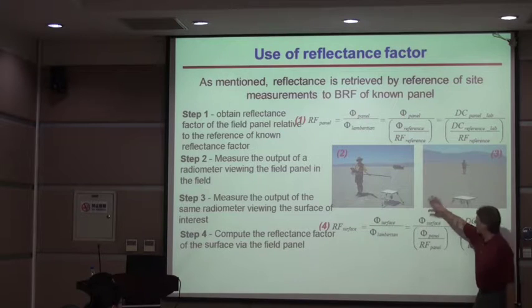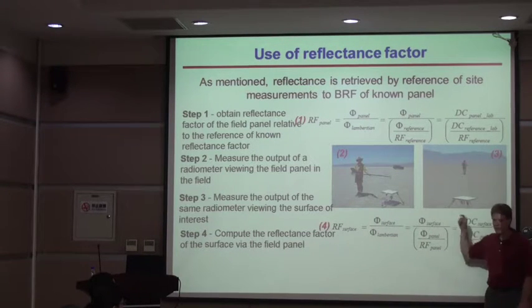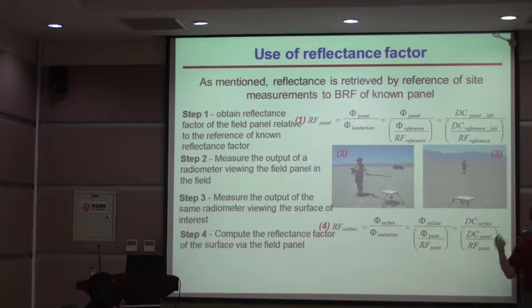But now you have basically the measurements of the site, the measurements of the panel, and the computation of reflectance factor. Not reflectance, but reflectance factor. It's a bidirectional reflectance factor. But in reality, it's a biconical reflectance factor that we're assuming is a bidirectional reflectance factor. And it's just the ratio of those measurements with the factor of the reflectance factor of the panel.